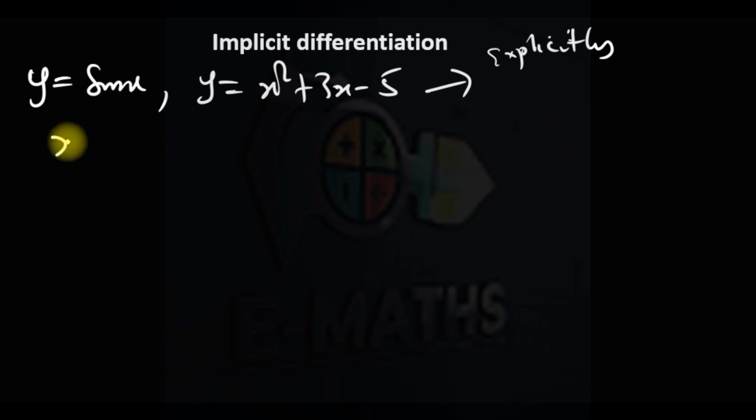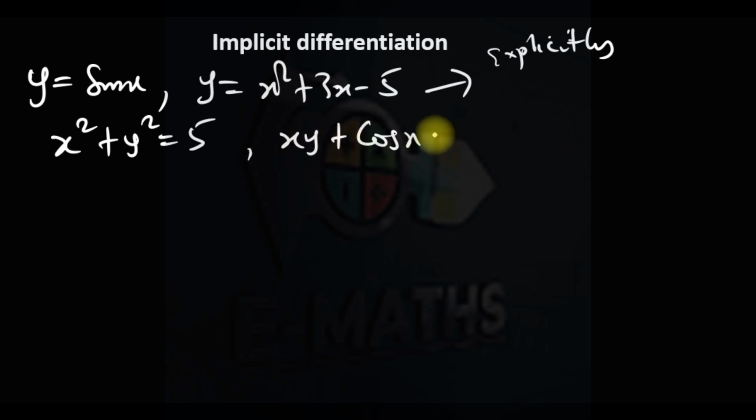Maybe if you have something like x squared plus y squared is 5, or if you have xy plus cos x equal to 7. So that's what we do here. And to solve this is very easy. We differentiate both sides, and remember, we always differentiate with respect to x. So what we normally do is d over dx. That's what you have to bear in mind.